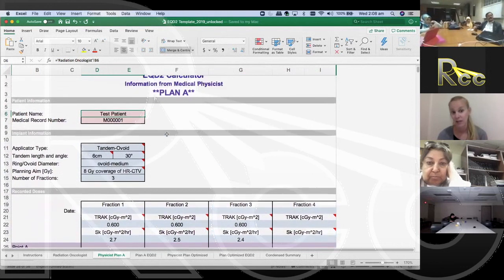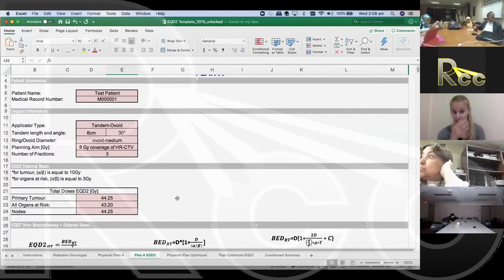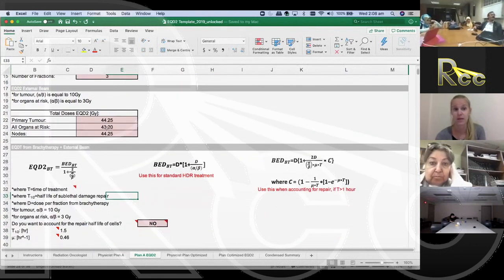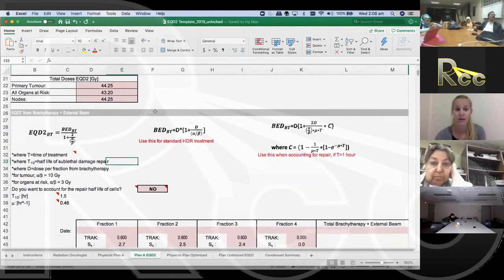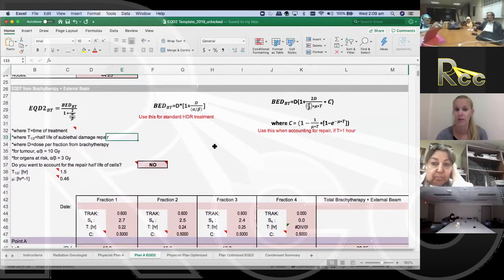So you fill in all these numbers for your standard plan, and then they'll automatically, on this spreadsheet, calculate what your EQD2 doses are. So you'll see from our external beam, the EQD2 doses for our external beam are up here, and then we've got our equations for our EQD2 biological effective doses as well. Okay, so we've got our standard biological effective dose formula, and then we have the biological effective dose formula where our treatment times have extended out beyond an hour.